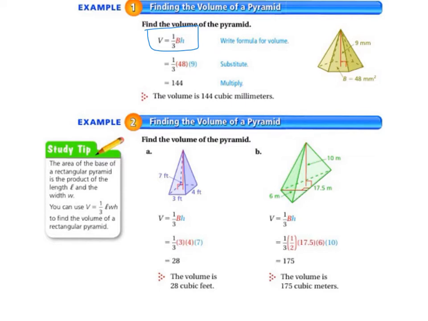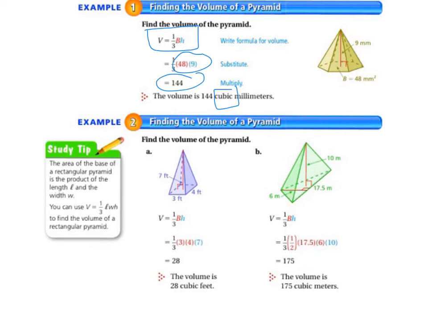It tells you in the picture that the area of the base of this pyramid is 48 millimeters squared. So you use 48, and the height is 9 millimeters. So 48 times 9 times 1/3 equals 144. So the volume is 144 cubic millimeters.